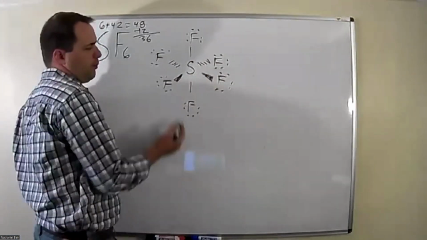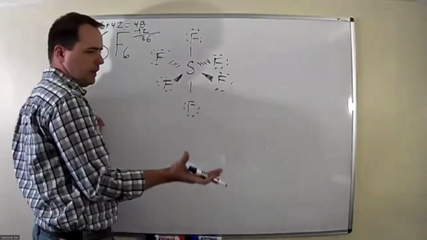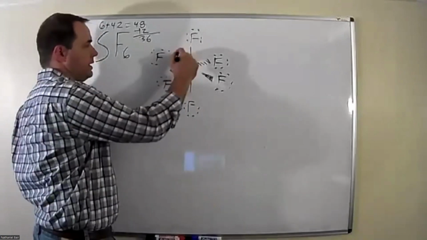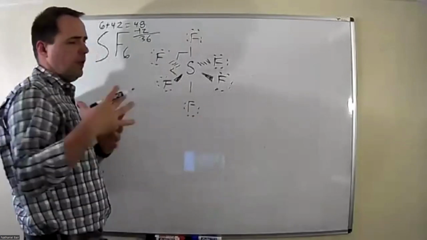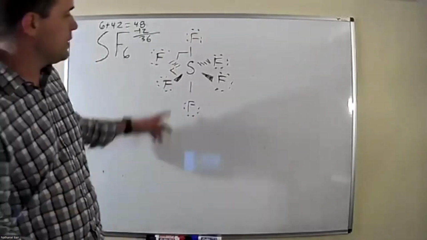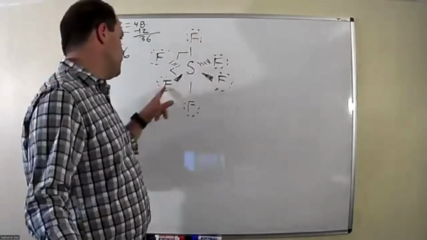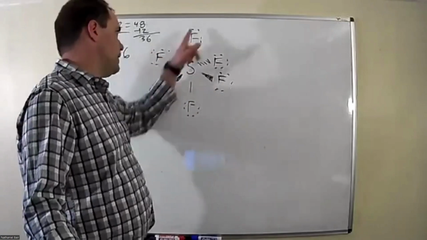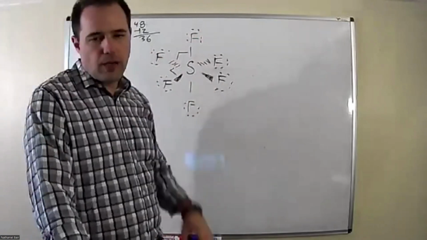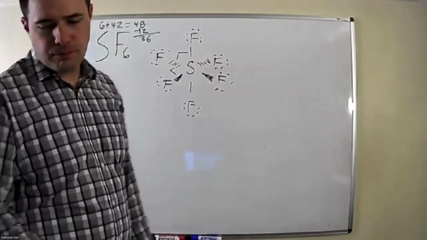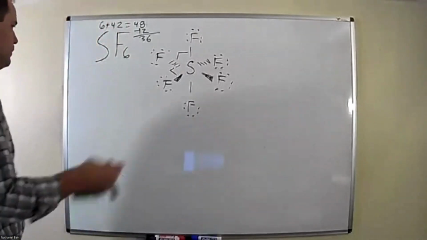Everything in this structure is 90. So pick an F-S-F bond and label it 90. That's 90, that's 90, whatever you want to label. They're all 90-degree bond angles. Yes, there is a 180. These two are 180, these two are 180, these two are 180, but you don't have to show that. All right. On to the next.